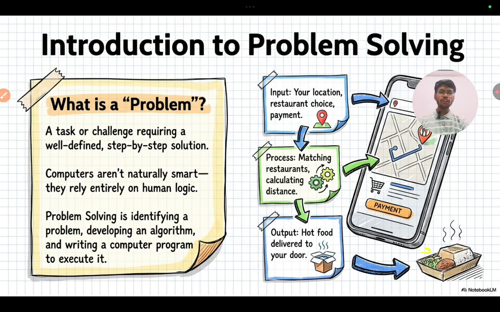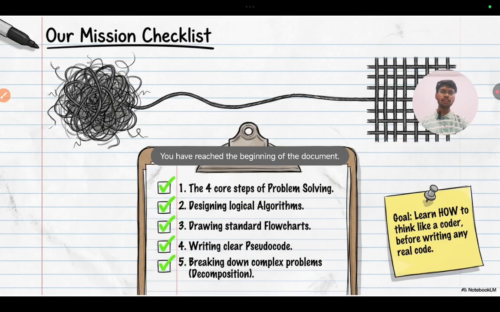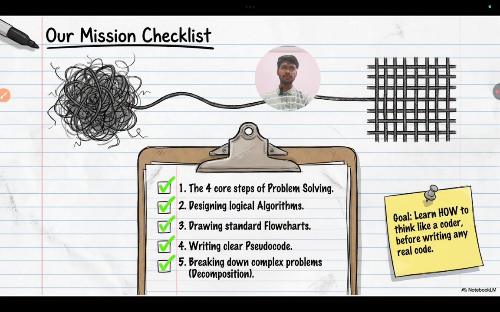Right? Computers are not naturally smart. They rely on human logic. Problem solving is identifying a problem, developing an algorithm, and writing a computer program in this context to execute it and have the output. So we'll go in the same procedure, the IPO principle. The input will be taken, some processing will be happening, and output is what we will be receiving at the end.